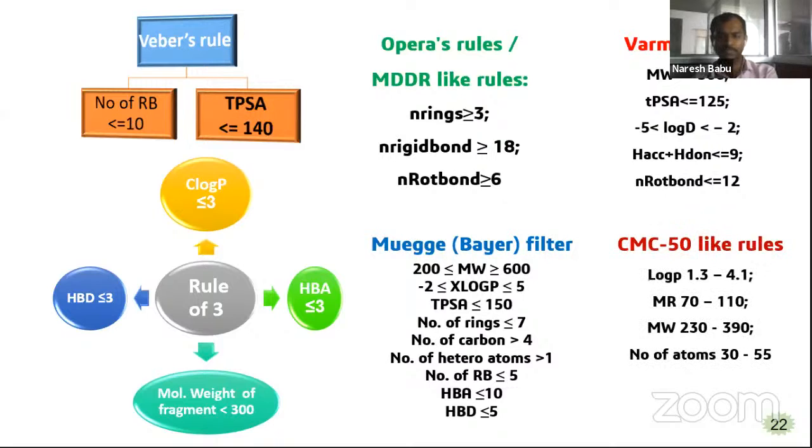There are different rules, and some are represented here. The last one is the CMC-50-like rule. LogP should be 1.3 to 4.1, molar refractivity 70 to 110, molecular weight 230 to 390, and the number of atoms in the molecule 30 to 55. So these are the different drug likeness rules you can observe.